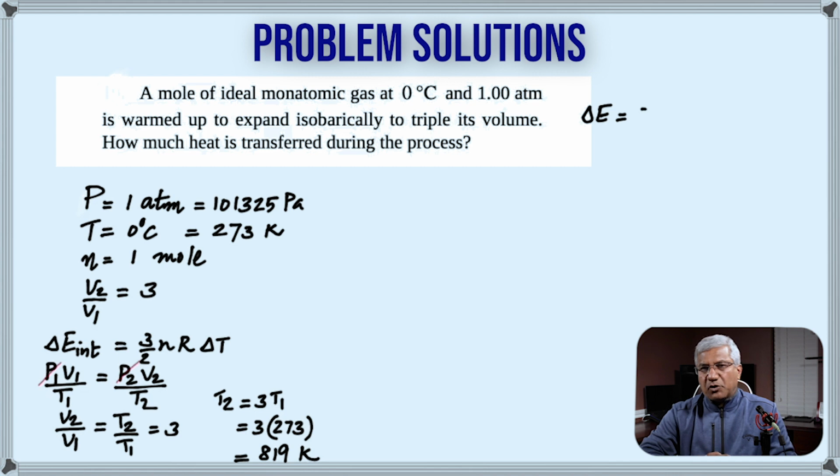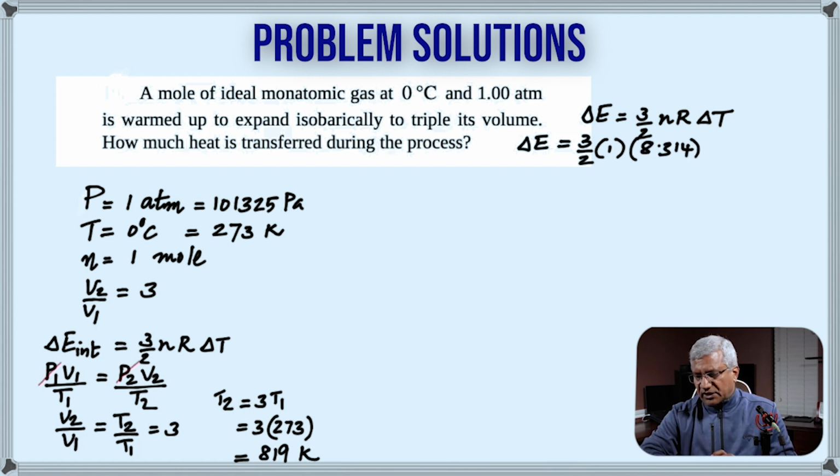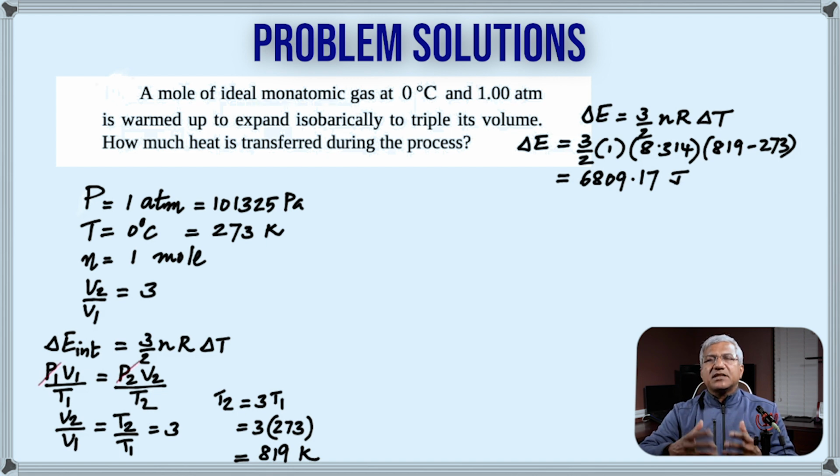So now that we have both the temperatures, we can find the change in internal energy, which is 3 by 2 nR delta T, and delta T is the change in temperature. So 3 by 2 times 1, R is the universal gas constant, so it's 8.314, and the change in temperature is 819 minus 273. On calculating that, we get 6809.17 joules. So that is the change in internal energy.